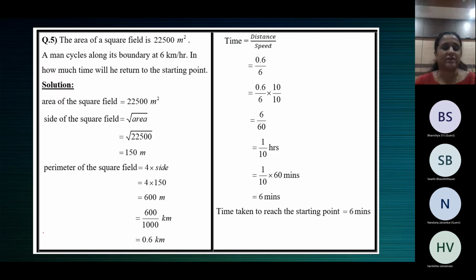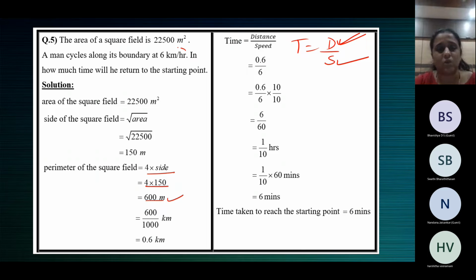To find the time taken, you need to use the formula, distance by speed. Speed is given. What is the distance? Well, where does he cycle? Along its boundary. That means he completes the perimeter of the field once. He just goes once along the boundary. So 4 into side, 4 into 150, 600 meters. He covers a distance of 600 meters.